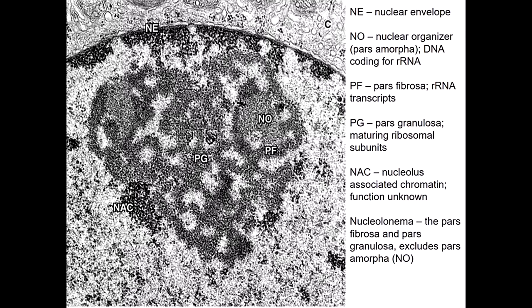We also see a nucleolus-associated chromatin. We're not 100% sure what that does. Presumably it facilitates the function of the nucleolus, but not exactly sure. And then sometimes you'll see the term nucleolonema, which is the fibrosa and granulosa. Okay, so that's the fibrous type parts, not the amorpha, which is the DNA.